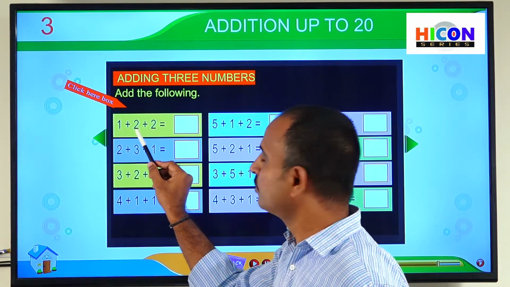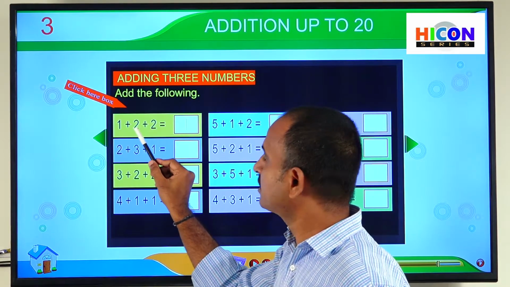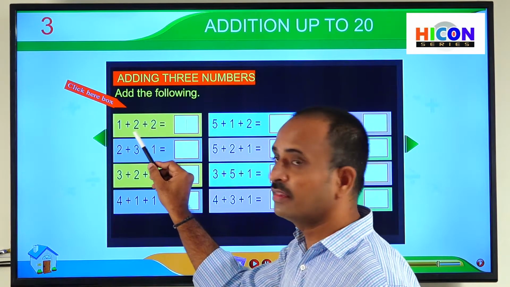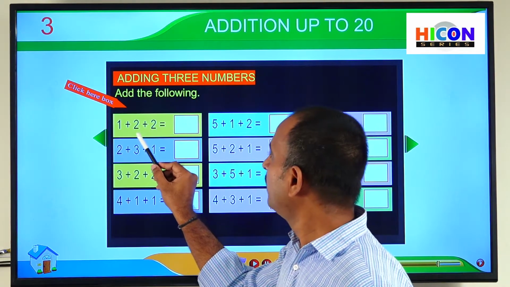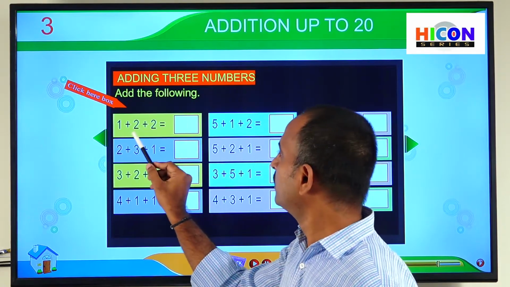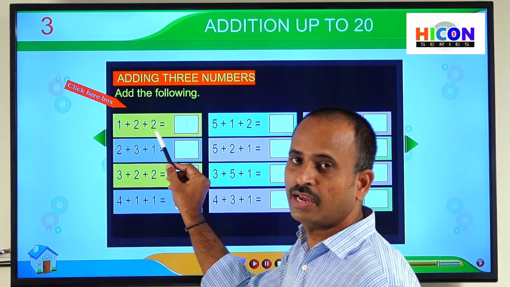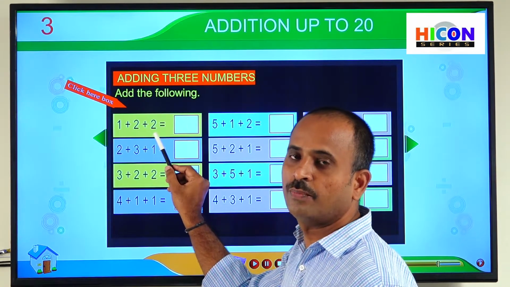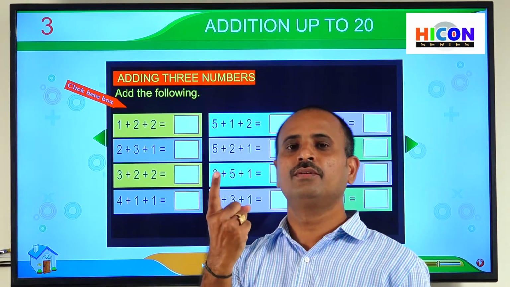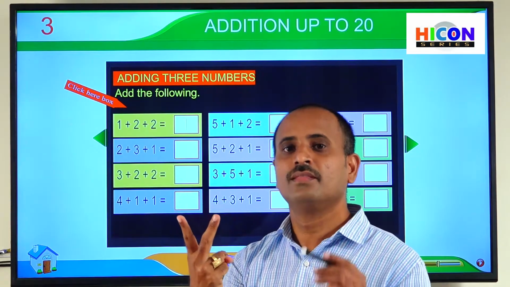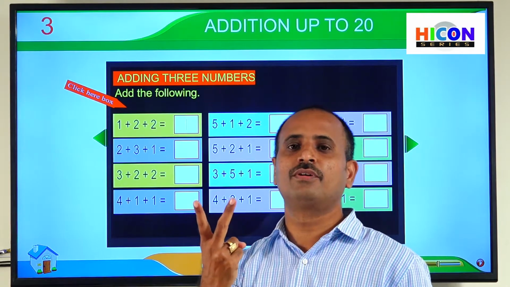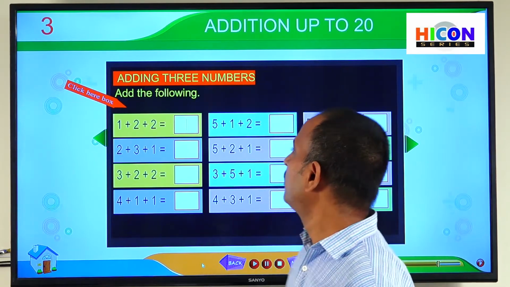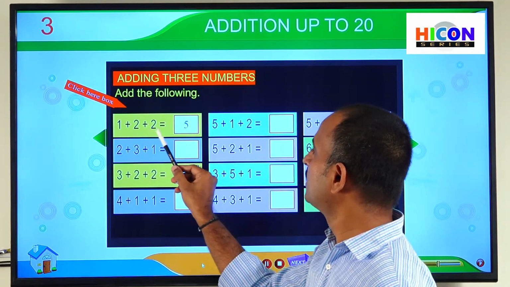So the sum of the first two numbers is 3 and add the sum 3 to the third number. So here the third number is 2 and the sum is 3. So add the sum to the third number. So 3 plus 2. Now we have to do the addition. 3 plus 2. Here the second number is 2. So open two fingers of your hand. So 1, 2. And what is the first number? 3. So after 3 we will get 4. So start counting from 4. So 4, 5. So write 5 here. The sum of these three numbers is 5.